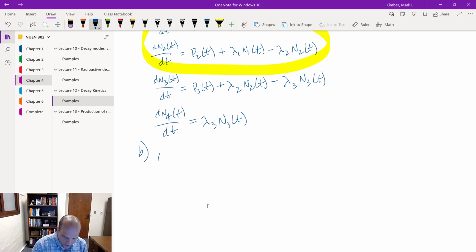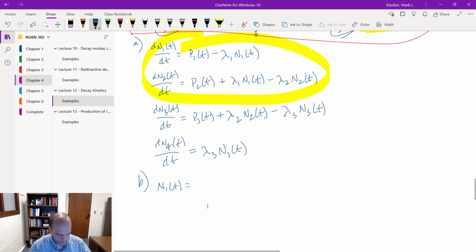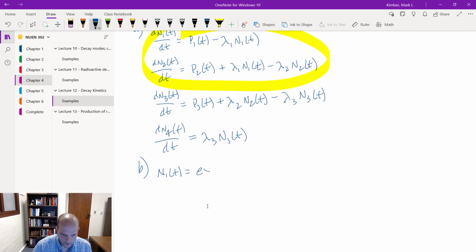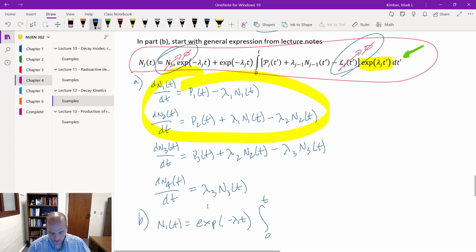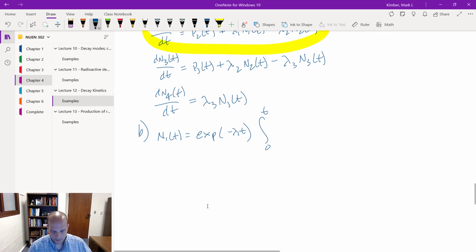So for N1, my first term drops out because my initial inventory is 0, and so all I'm left with is the rest of this, which is going to be the exponential of minus lambda 1 t, and then I've got to do the integral from 0 to t. I've got my production term. I don't have anything decaying down, and I don't have a loss, and so it's just the production term here.